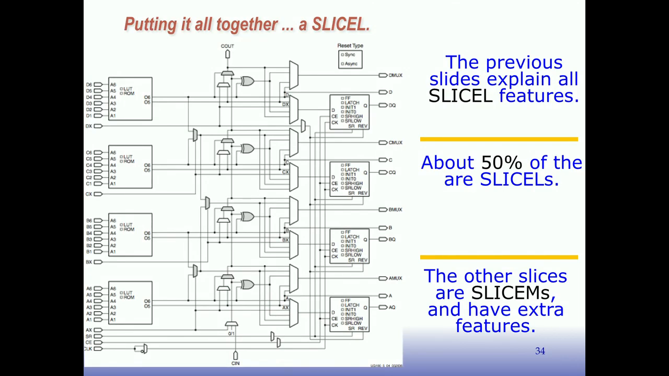All right, almost done with this. So if we put it all together, we get this somewhat more complicated looking thing as a slice. This actually describes what we call a slice L. It's a logic slice. About half of the slices on FPGAs are of this type. The other half are slice M's, and they have extra features.